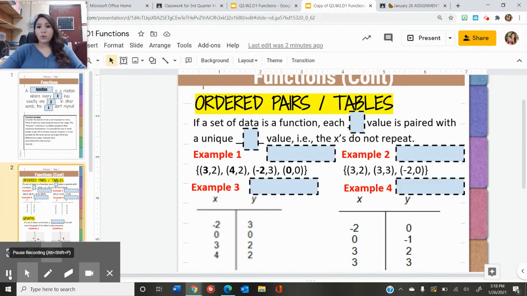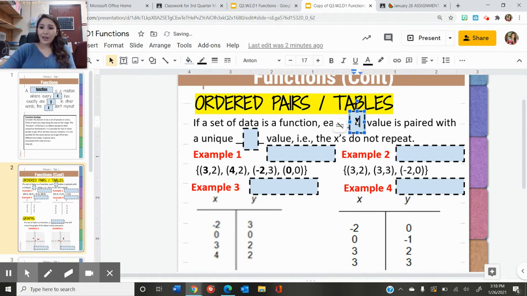Looking at ordered pairs and tables, you are going to have to look at these to determine if they are a function. Again, if a set of data is a function, each x value is paired with a unique y value. In other words, you have an x value being paired with only one y value. You cannot have an x going to multiple y's. Just to put it simply, the x's do not repeat.